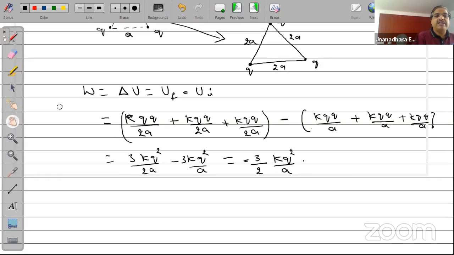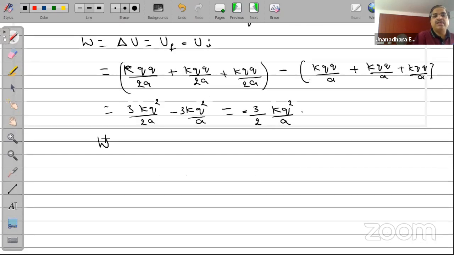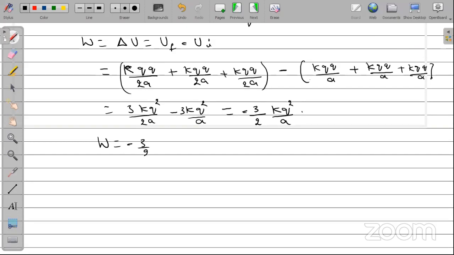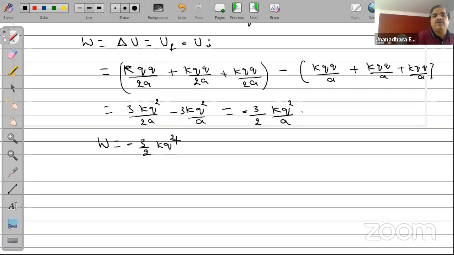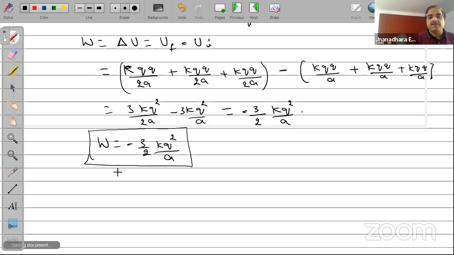And I have a negative sign here for the work done. Whenever you have a negative sign for the work done, it means that you don't have to do the work. The work will again be done by the system. It's a repulsive system. All the charges are repulsing. So on its own, it wants to expand to a triangle of 2A. And that's what the negative sign is indicating.